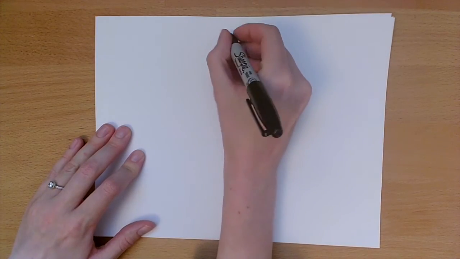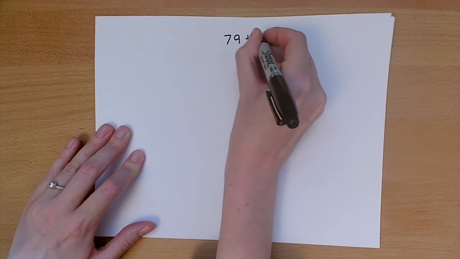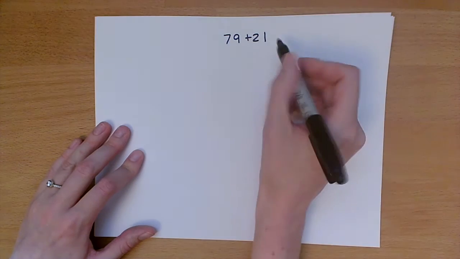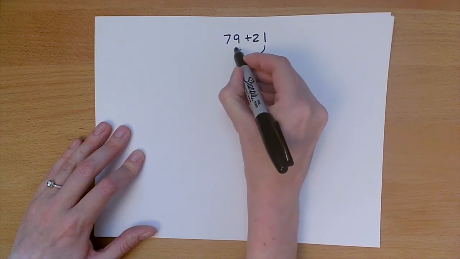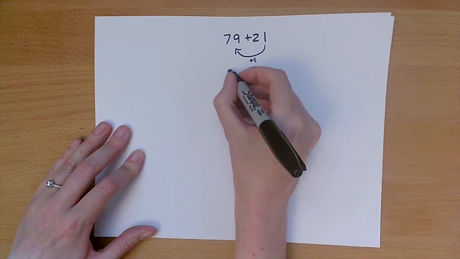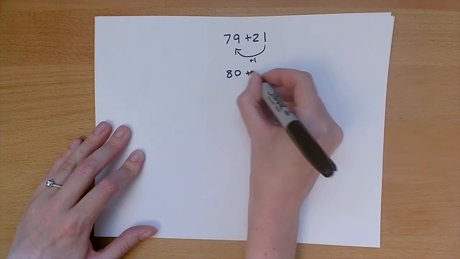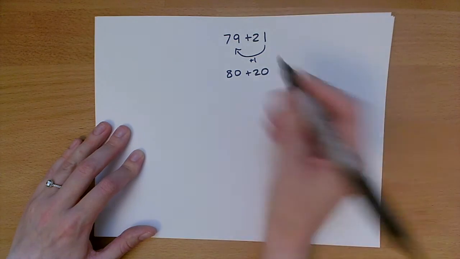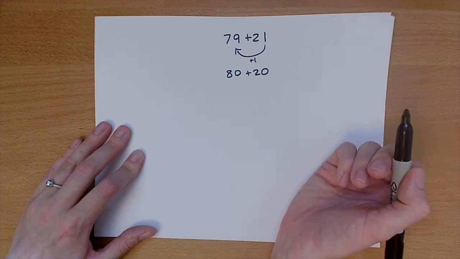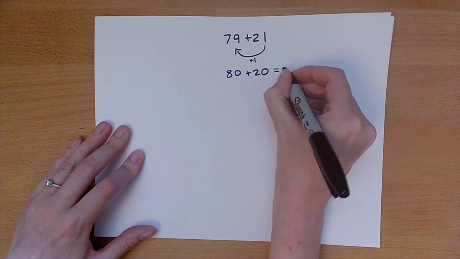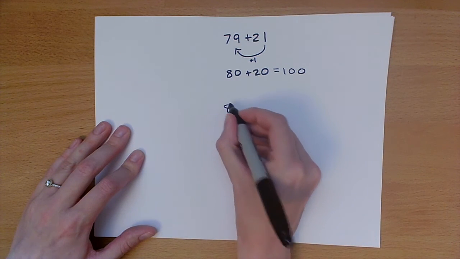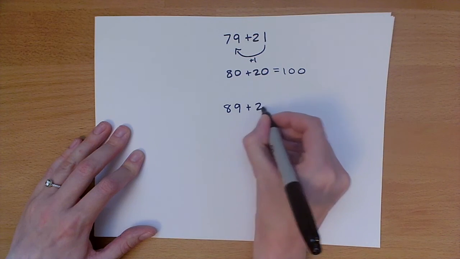The next one I'd like you to solve is 79 plus 21. So again, there are different ways to solve that. I think I'm going to just take the 1 from 21 to 79. So now I've got 80 plus 20. If I've got 8 tens plus 2 tens, that means I have 10 tens. I know that 10 tens equals 100.